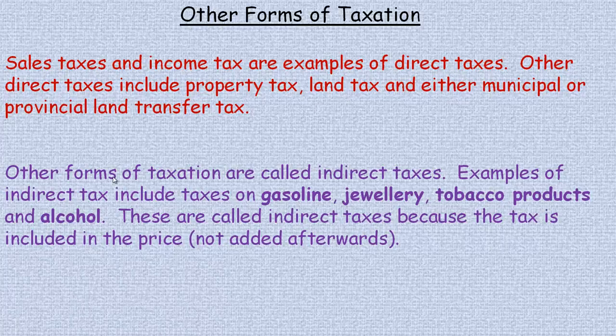Some other forms of taxation are called indirect taxes, and examples of that are taxes on gasoline, jewelry, tobacco products, and alcohol. These are called indirect taxes because the tax is already included in the price. It's not added afterwards. So unless you do some investigation, you don't even know what these tax amounts are. Often on receipts, though, for gasoline, you'll see the total, and you'll see how much tax is actually there, but you wouldn't have known that before you actually purchased the gas.